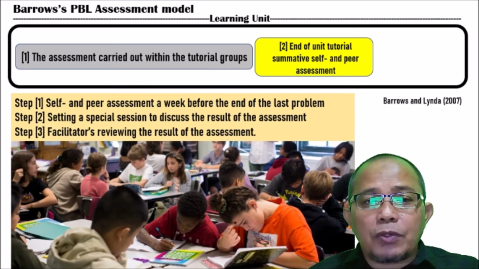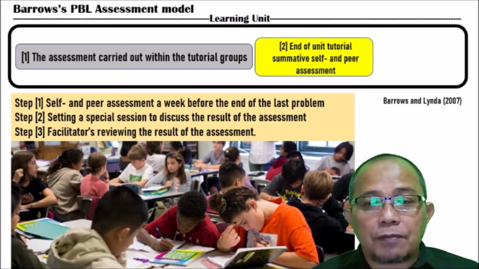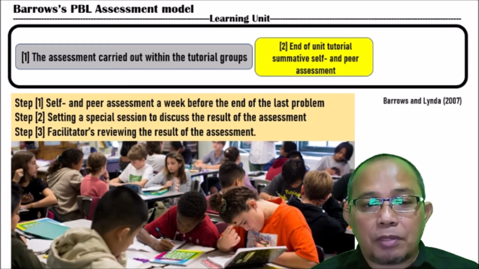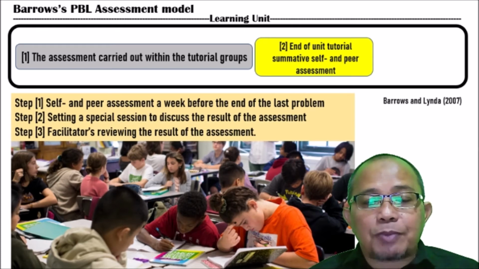2. End of a unit tutorial summative self and peer assessment. At the end of a unit, after the last problem, the same procedure described in the first phase of Barrow's PBL Assessment Model just now is carried out by the group in a more formal manner, following these 3 steps. Step 1. Self and peer assessment a week before the end of the last problem. Step 2. Setting a special session to discuss the result of the assessment. And step 3. Facilitators reviewing the result of the assessment.